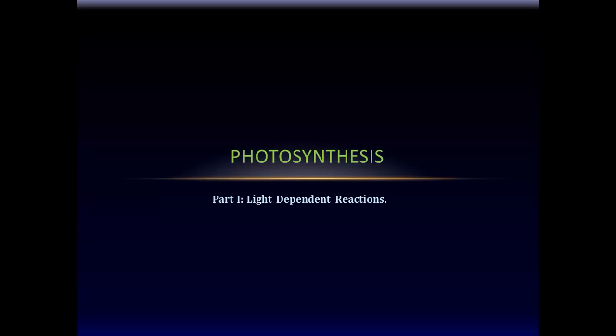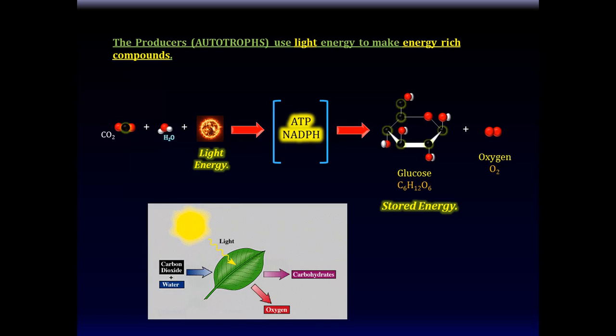So if you recall from a previous discussion, photosynthesis is divided into two parts, part 1 and part 2. The first part is light-dependent reactions. That is, it absolutely requires light. Light is a very integral part of this process. And we had previously summarized photosynthesis like this.